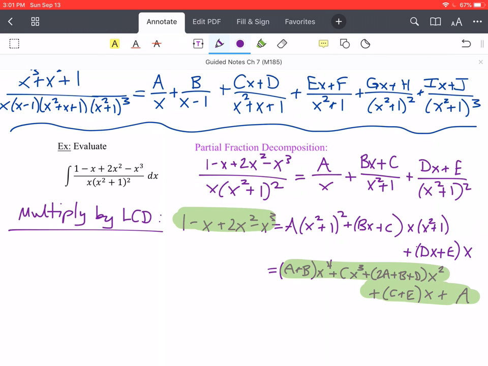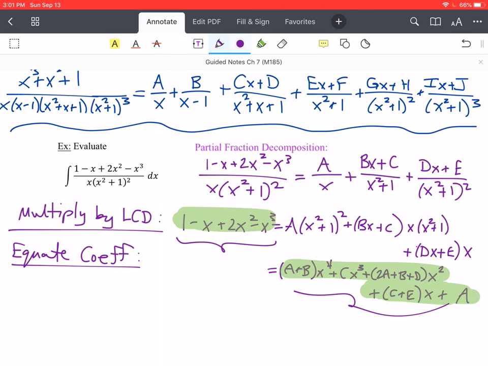And now we do our next step, which of course is to equate the coefficients. So you have to be a little careful because this one is in ascending order, this one is in descending order. So just make sure you don't get them all switched around. But let's start with this one. The fourth power, this one doesn't have a fourth power, so the coefficient must be 0. So we've got a plus b equals 0.